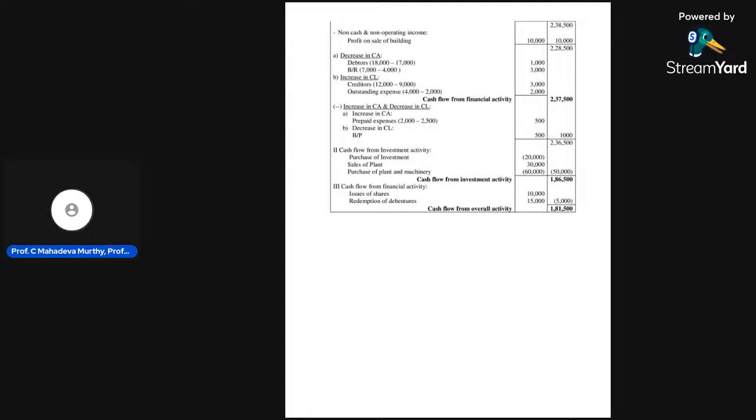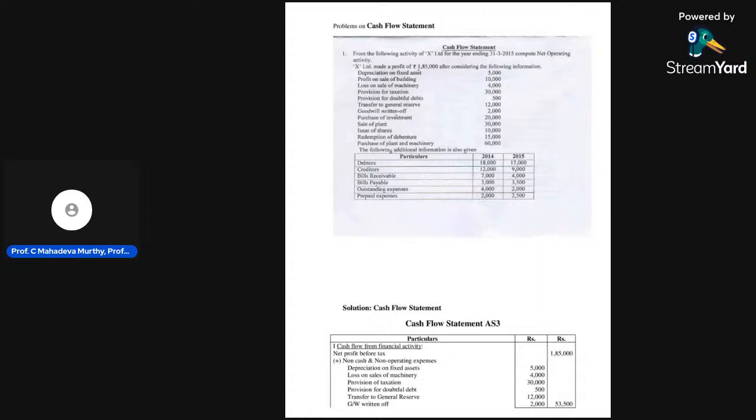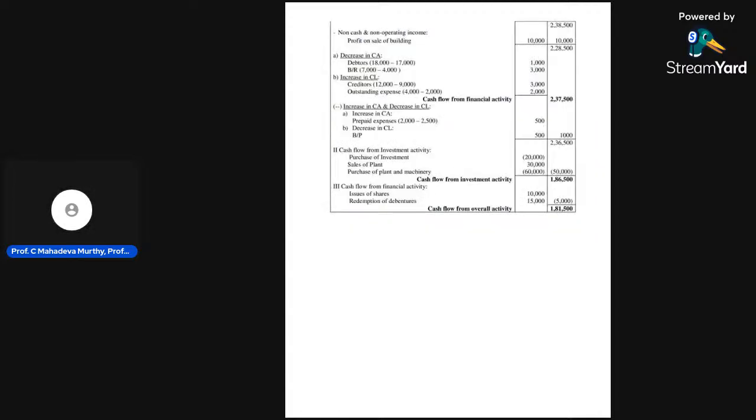The next category is less: deduct non-cash and non-operating incomes. We need to start with profit before tax, that is net profit before tax. We need to add non-cash and non-operating expenses, then deduct non-cash and non-operating incomes.